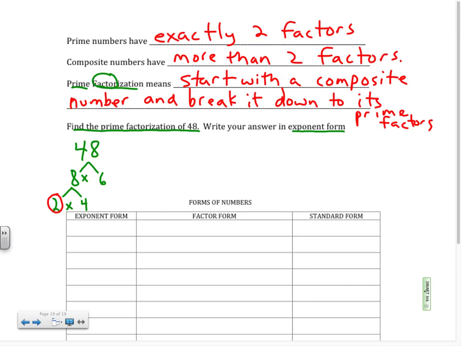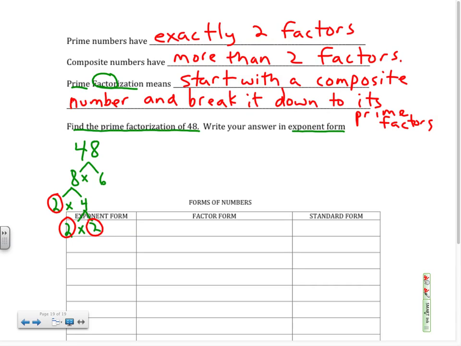4 is still composite. So I'm going to take the 4 and break it down into its two factors, 2 times 2. Both 2's are prime numbers, so I'm going to circle those, and I am done with that part of my factor tree, otherwise known as prime factorization.